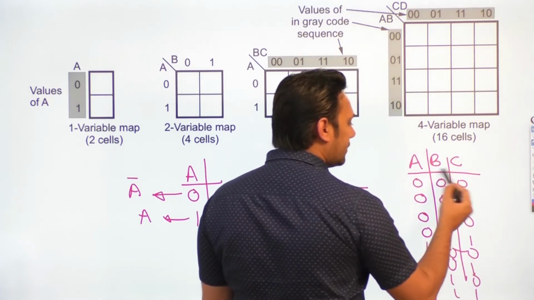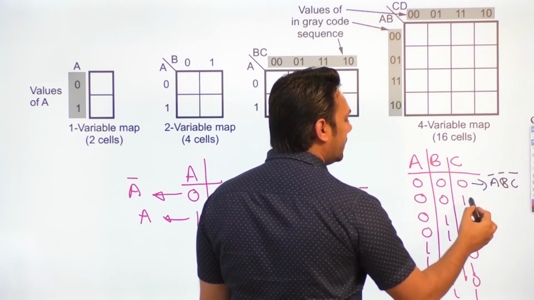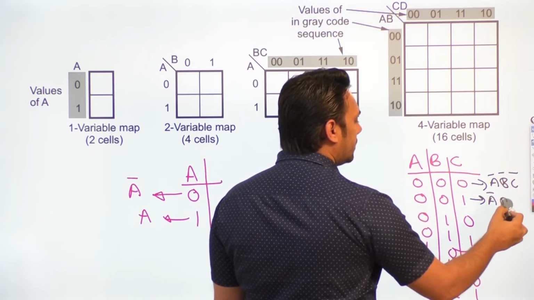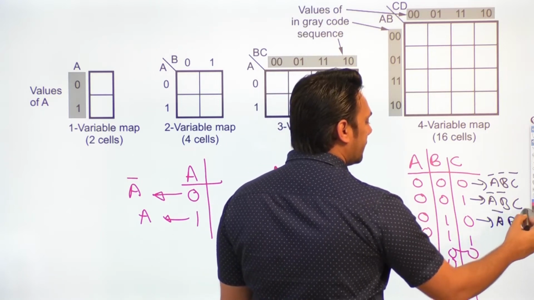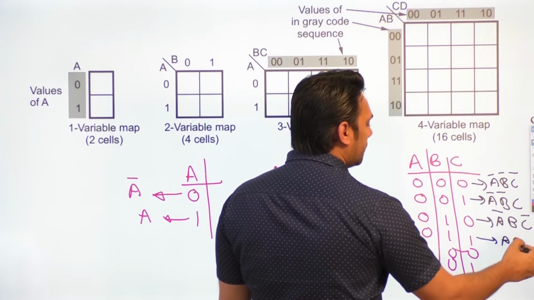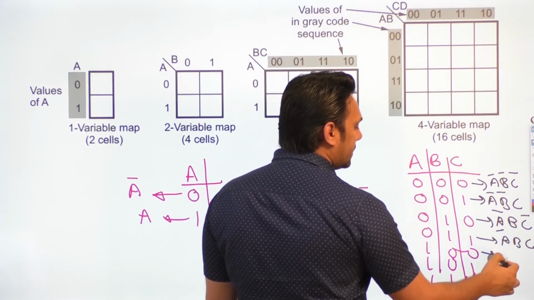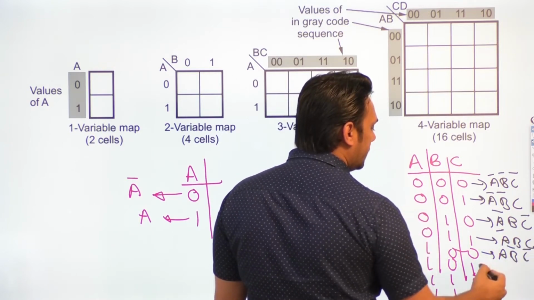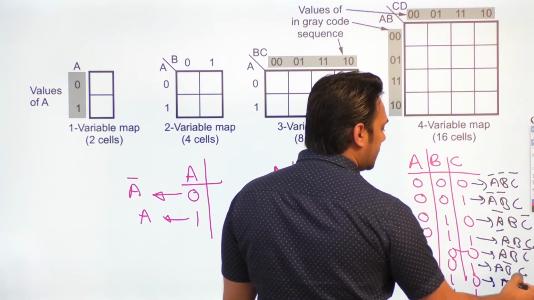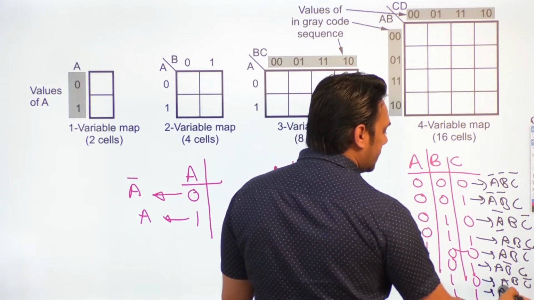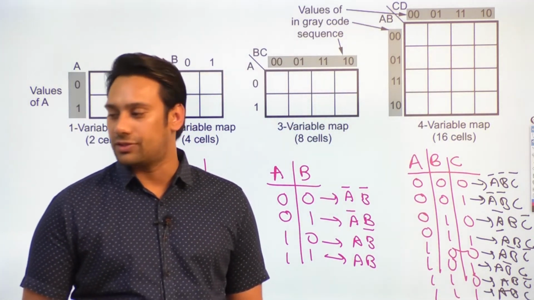Now the first combination here is representing a complement, b complement, c complement. This is representing a complement, b complement, c. This is representing a complement, b, c complement. This is representing a complement, b, c. This is representing a, b complement, c complement. It is representing a, b complement, c. This is representing a, b, c complement, and this one is representing a, b, c. So these are all the combinations. Correct? I hope all of these combinations are visible.